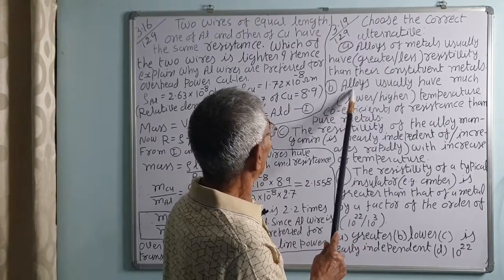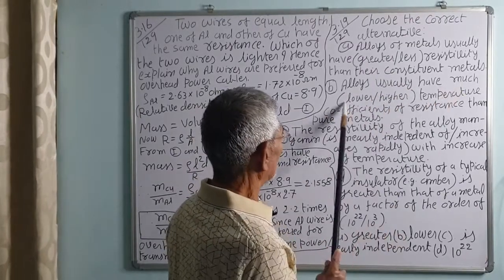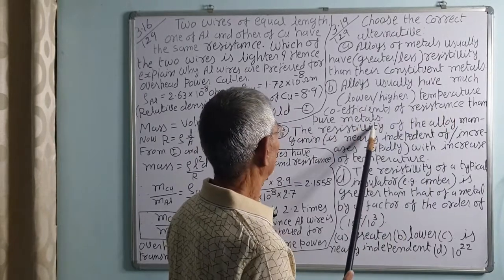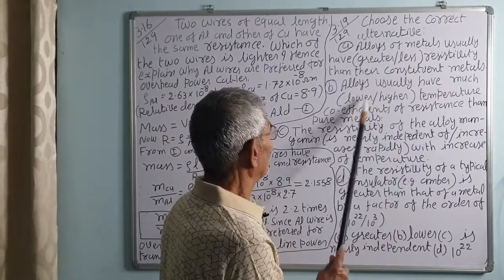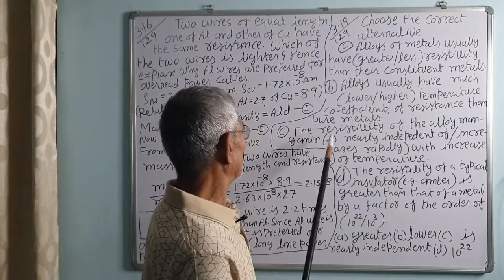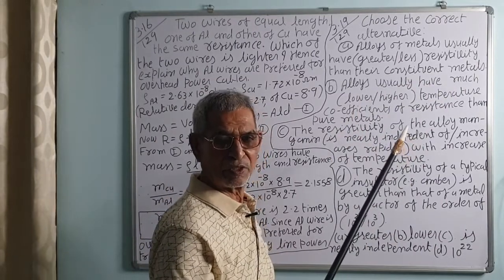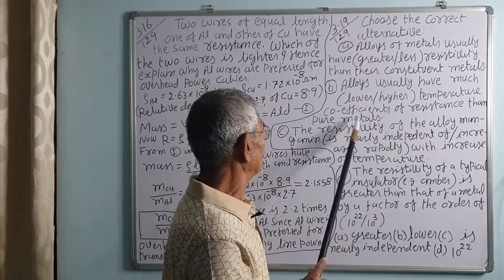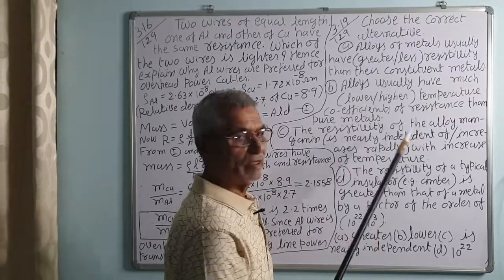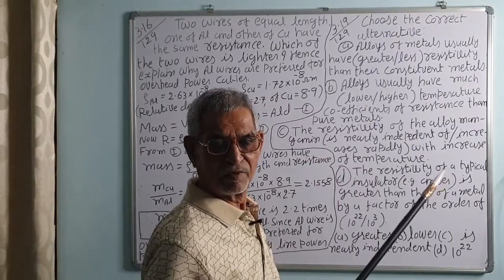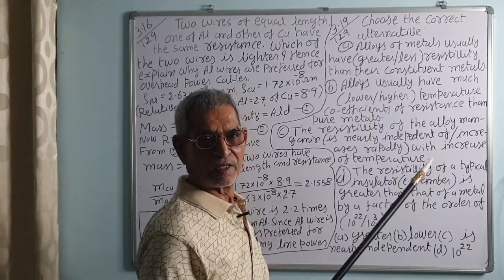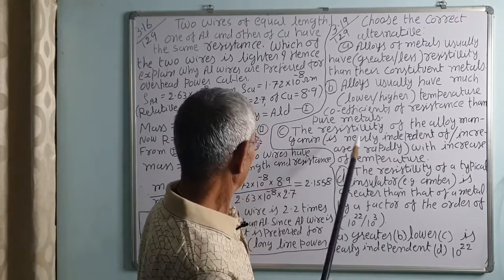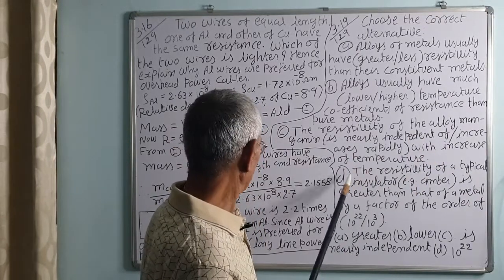Next, 2. The alloys usually have much lower or higher temperature coefficient of resistance than pure metal. They have lower temperature coefficient of resistance, that is, resistance increases very slowly with the rise of temperature. Such metals we use for heating elements in the electric heater, electric press or kettle, etc. They are generally made of nichrome, constantan or manganin. Constantan is also called eureka, its second name.